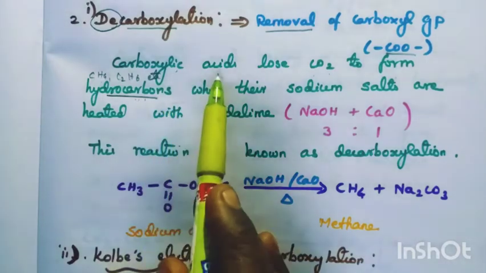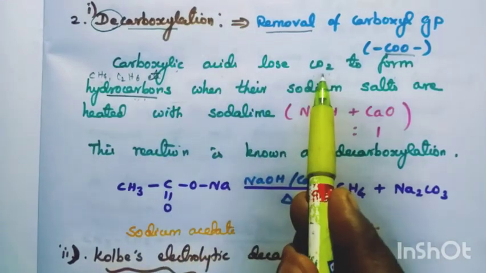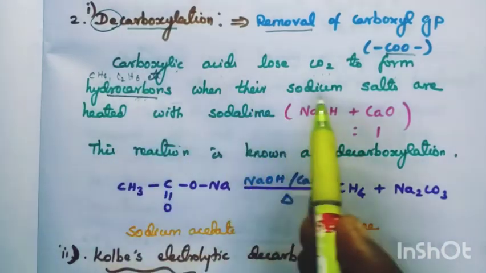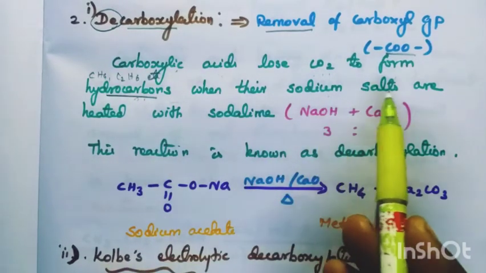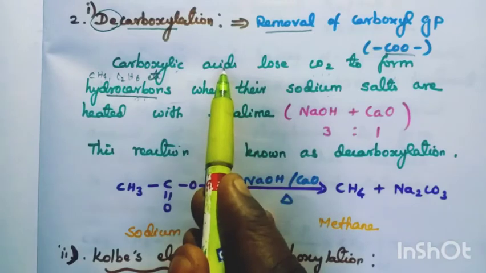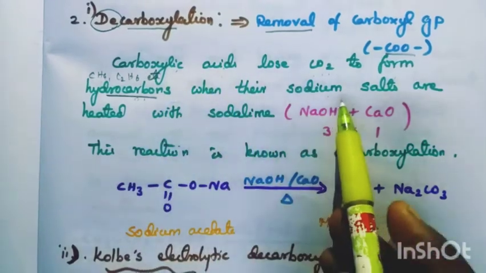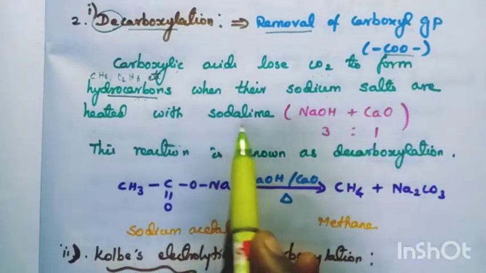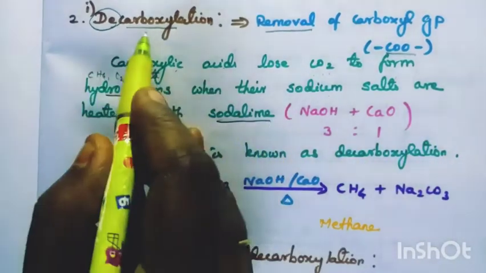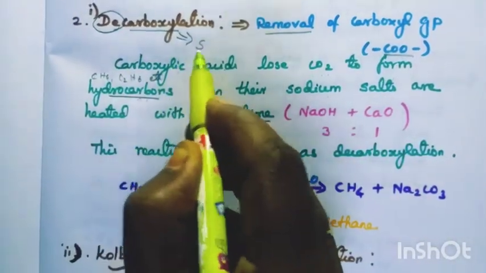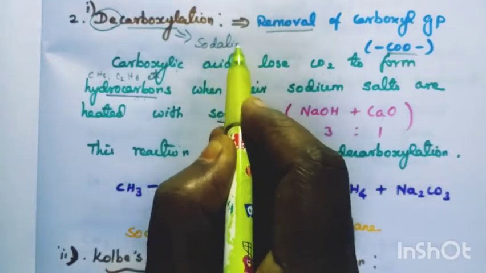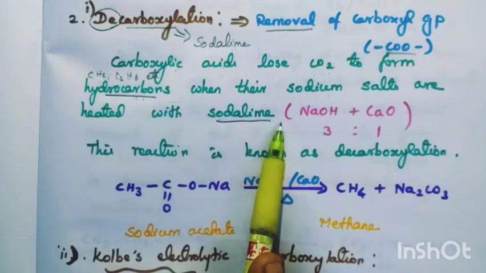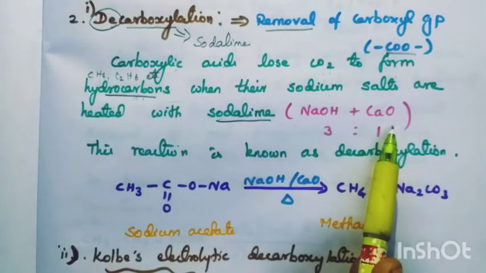So, when a carboxylic acid loses the carboxyl group, it forms a hydrocarbon. When the sodium salts are heated, carboxylic acid means hydrocarbon. How are we going to remove that? When the sodium salts are heated with soda lime, that is decarboxylation. The decarboxylation reagent is soda lime. What is soda lime? NaOH and CaO.